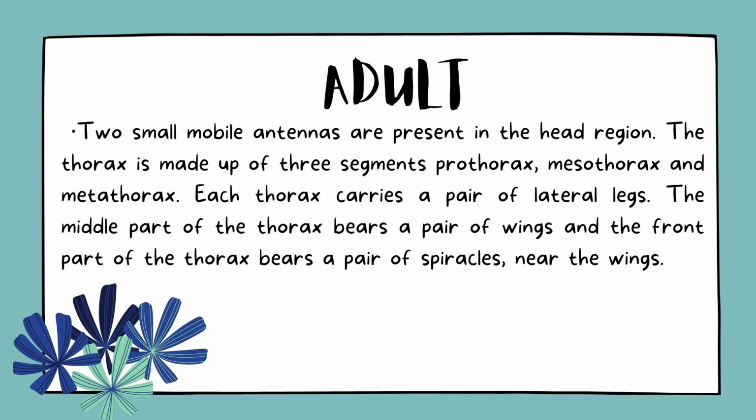The thorax is made up of 3 segments: prothorax, mesothorax, and metathorax. Each thoracic segment carries a pair of lateral legs. The middle part of the thorax bears a pair of wings, and the front part of the thorax bears a pair of spiracles near the wings.